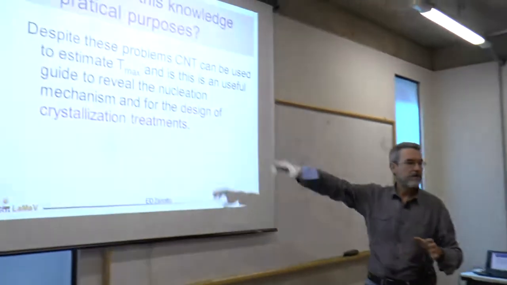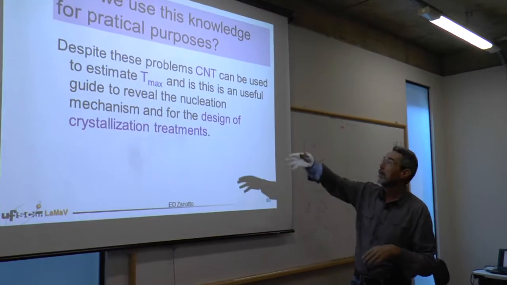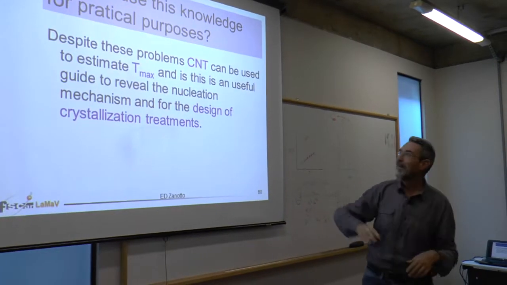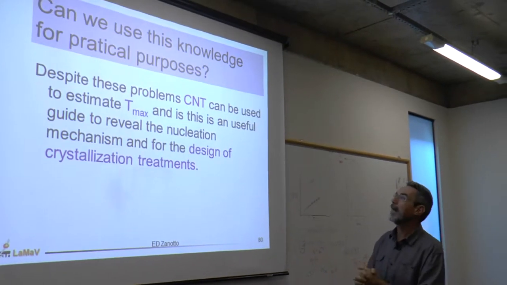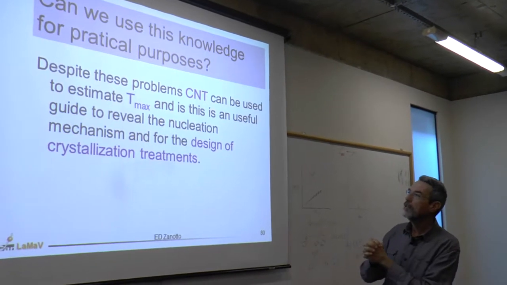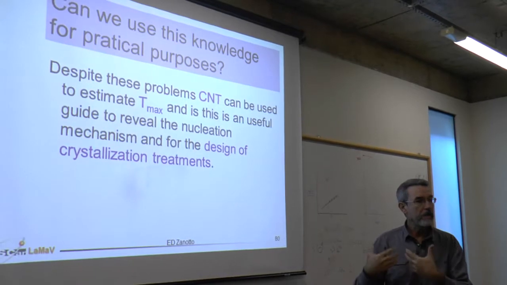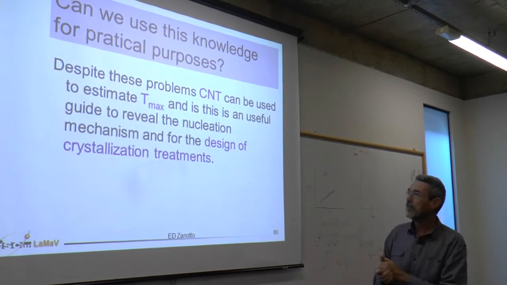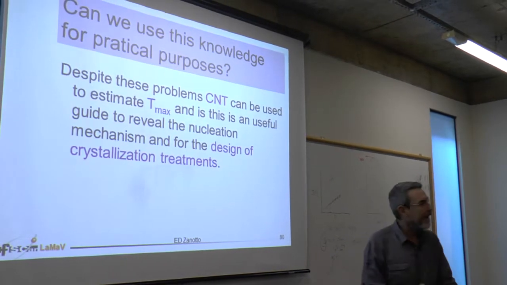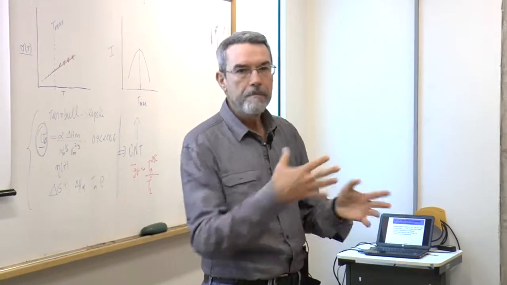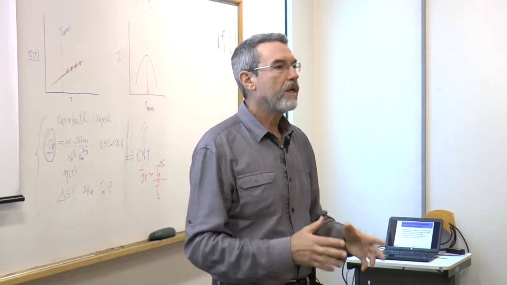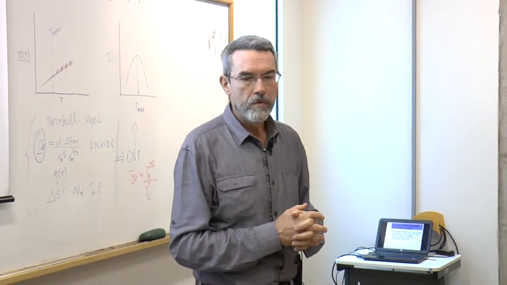So, this is a summary. Despite all the problems that we have discussed during 3 lectures, and there are many others that I have not discussed, classical nucleation theory can be a useful tool to estimate Tmax. And this is a useful guide to review the nucleation mechanism, to understand or to evaluate the nucleation processes in glass-forming materials, and also for the design of crystallization or stabilization heat treatments. Sometimes you want to crystallize a material, sometimes you want to stabilize a glass. In any case, it's very important to understand and control crystal nucleation.